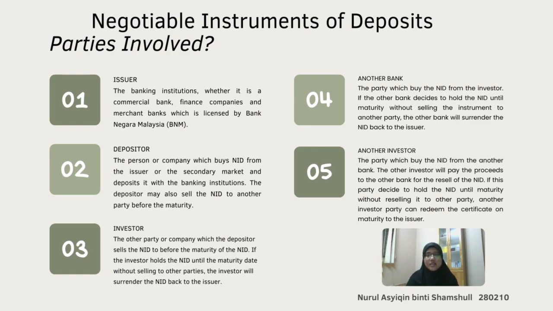The depositor is the person or company which buys NID from the issuer or the secondary market and deposits it with the banking institution. The depositor will receive the interest payment from the issuer and may withdraw the principal and interest at maturity. The depositor may also sell the NID to another party before the maturity date.